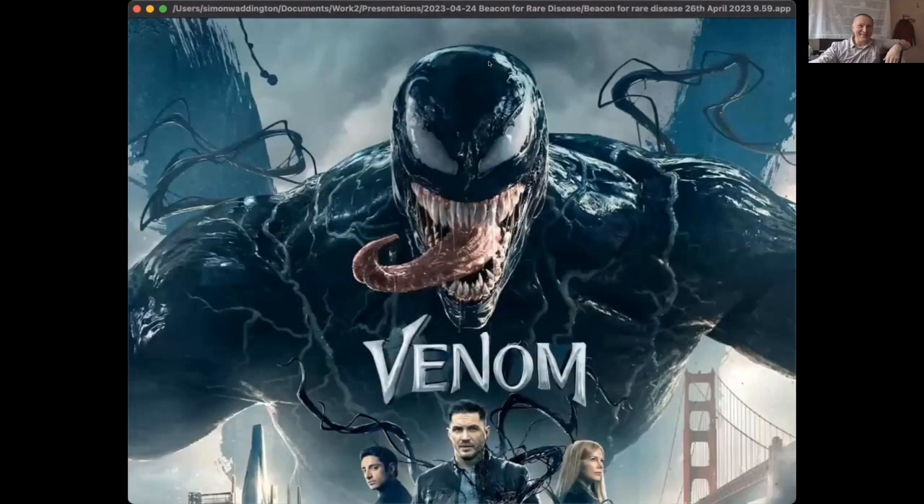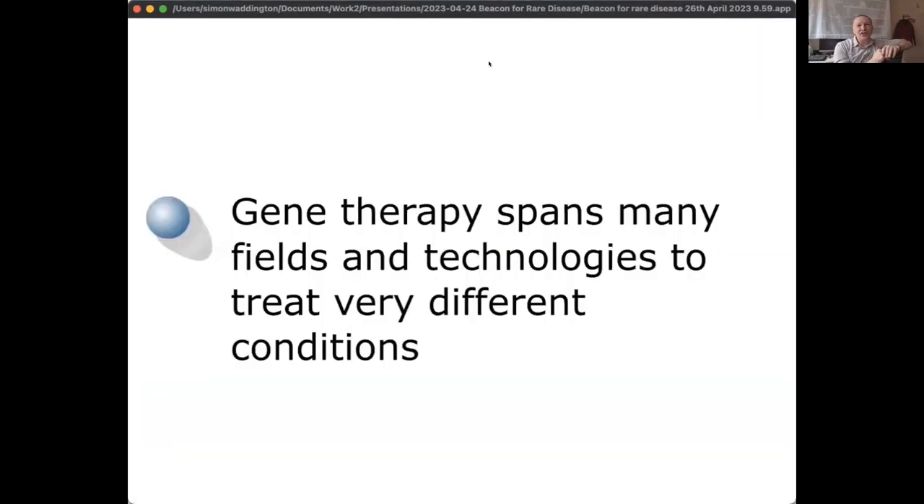So indeed, it is Venom. Yes, that's right. And the take-home message here is that gene therapy actually spans many fields and technologies to treat many different conditions.